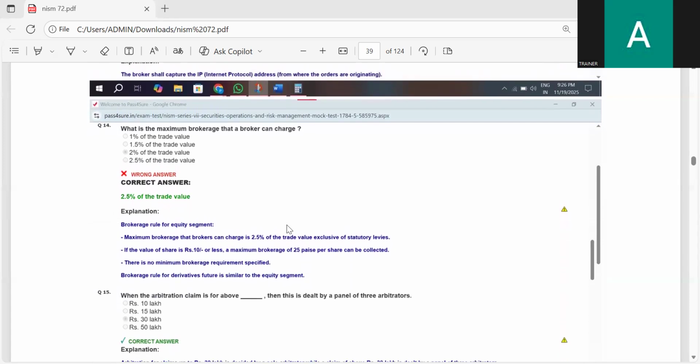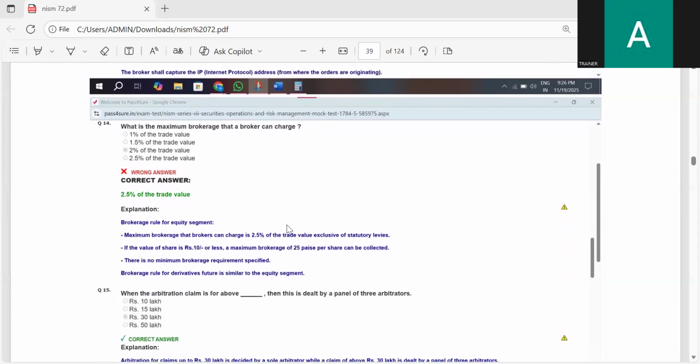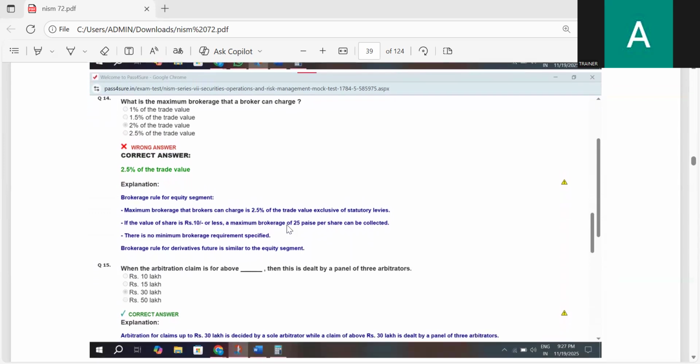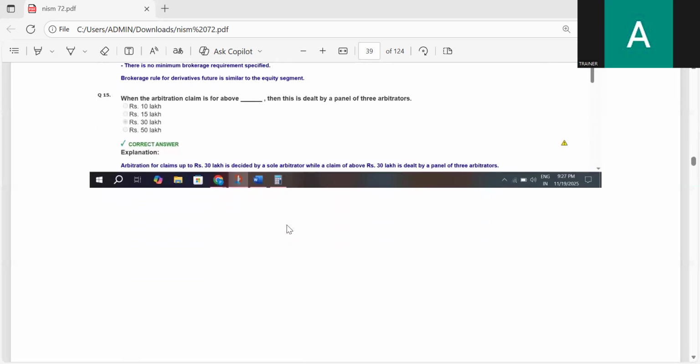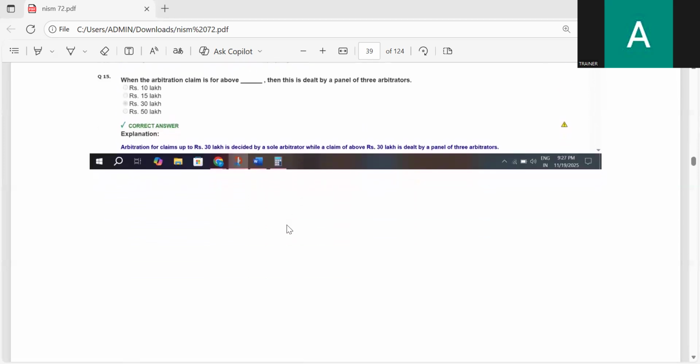What is the maximum brokerage that a broker can charge? 2.5% of the trade value. The maximum brokerage that a broker can charge is 2.5% of the trade value. When the arbitration claim is over dash, then it is dealt with by a panel of three arbitrators, that is rupees 30 lakh.